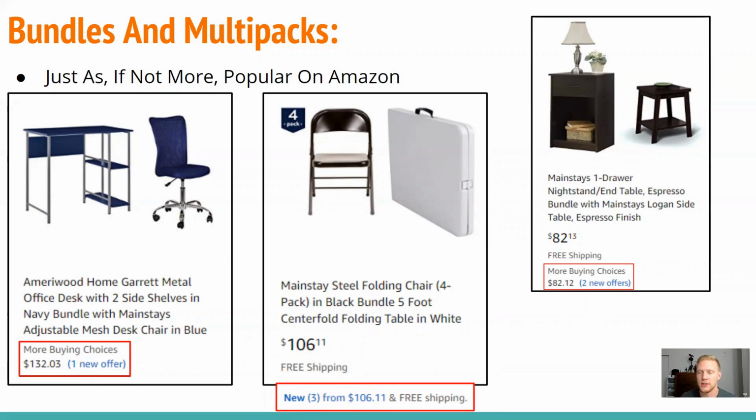So bundles, of course, you're always going to get a higher margin for them because people don't really understand what the price is. You're mixing and matching things. You could be playing with shipping prices and all sorts of other things I've talked about in previous videos, and that's how you're going to get more money.